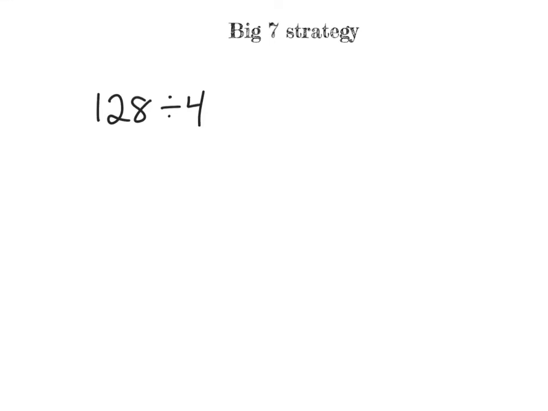128 divided by 4. We are going to use the Big 7 strategy to solve this division problem. The first thing I'm going to do is rewrite this division problem to look like this. And then we're going to create our multiplication menu. Remember, the menu helps us think about our division.